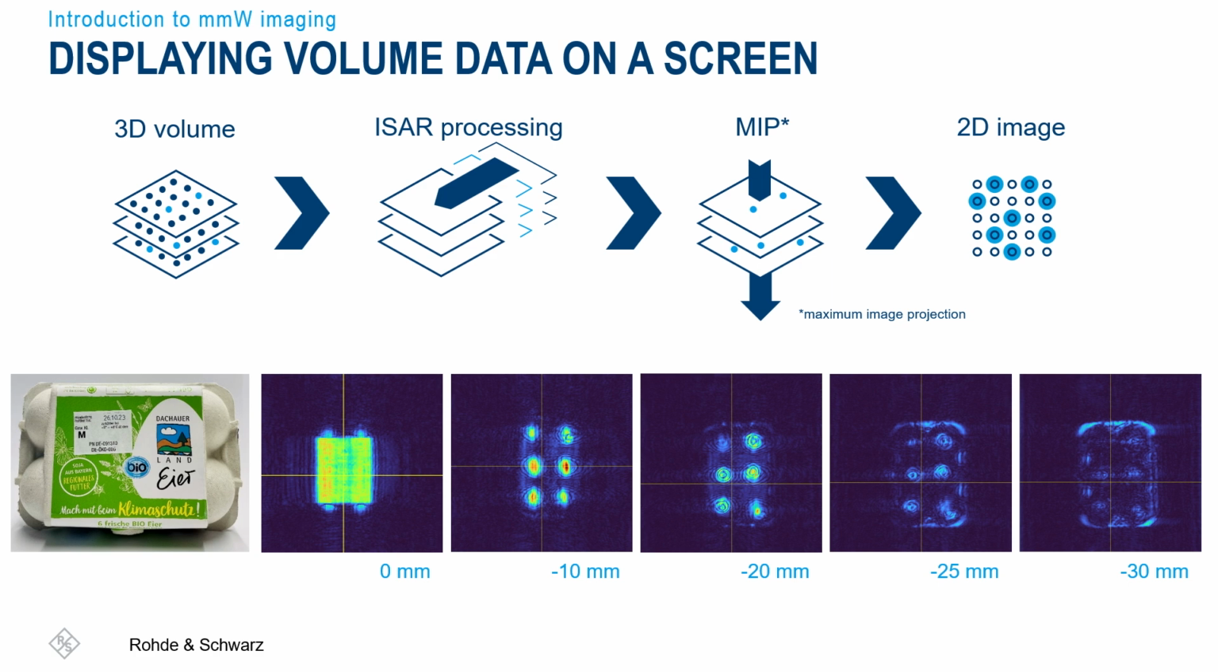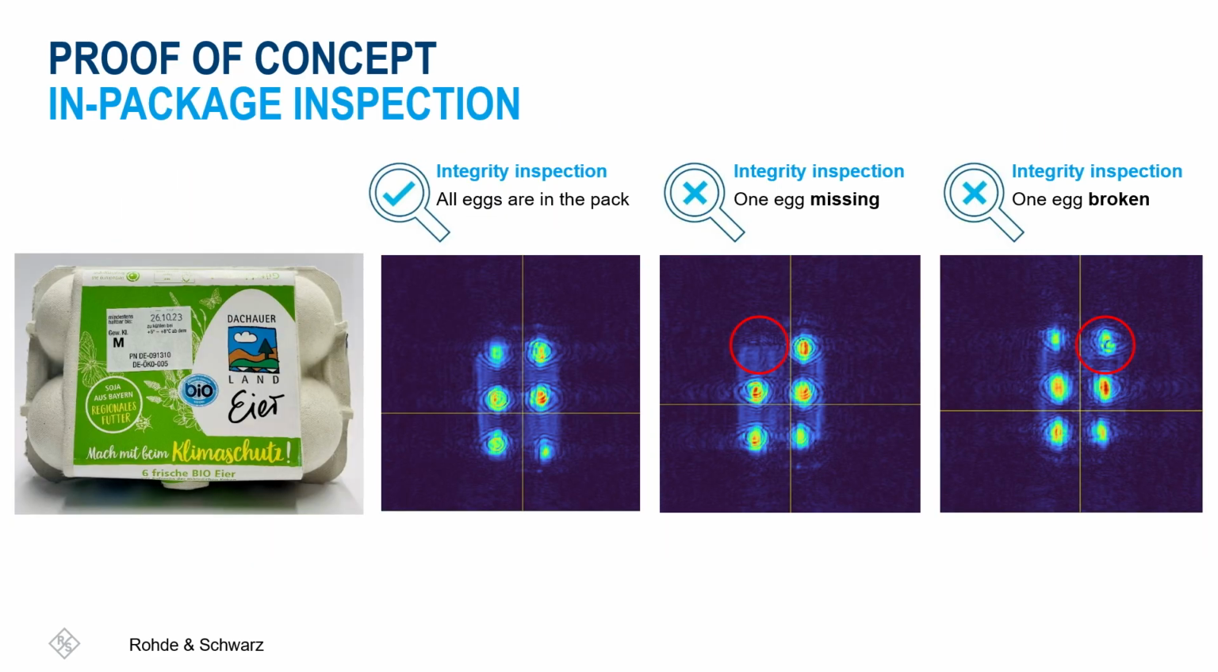So when we go 1 centimeter inside the package, we can already see the top of the eggs. So here we could count the eggs, we could check for the integrity of the eggs, that the eggs aren't broken, and we can also check whether all the eggs are in the box. If we go deeper, we start to lose signal strength, but we can still see the packaging material here, for example.